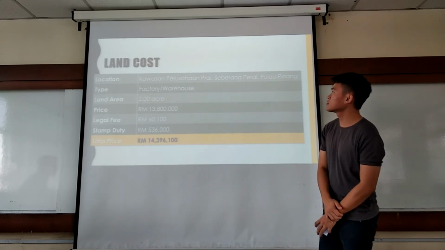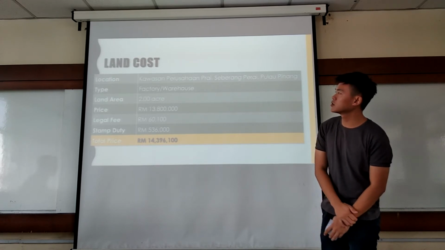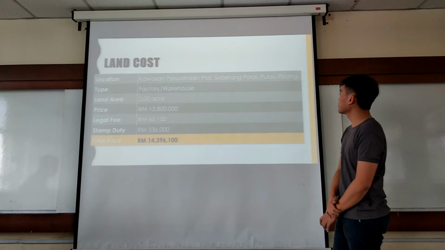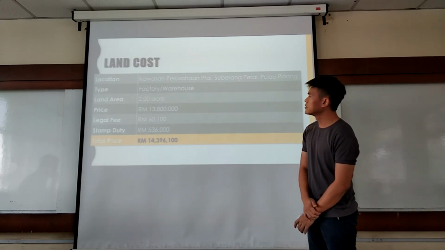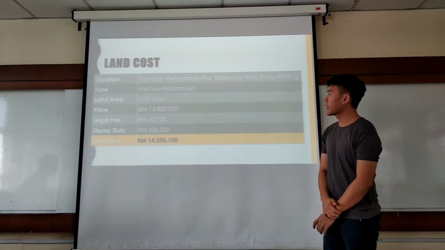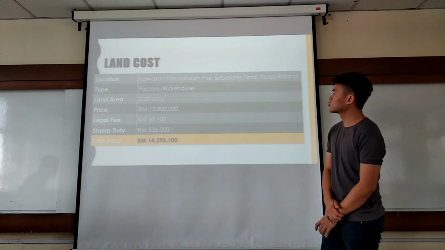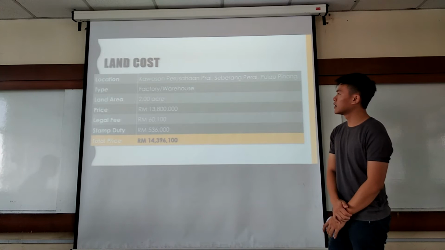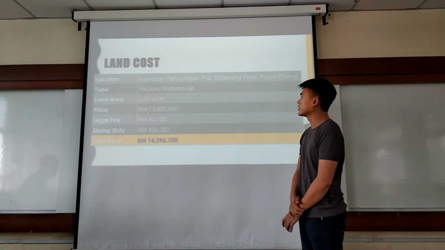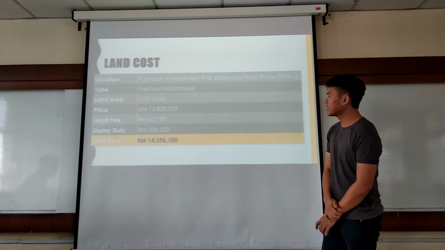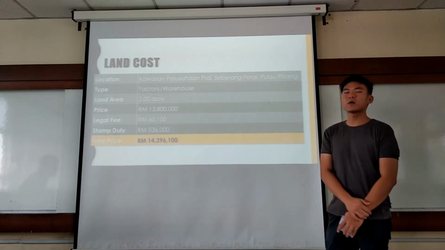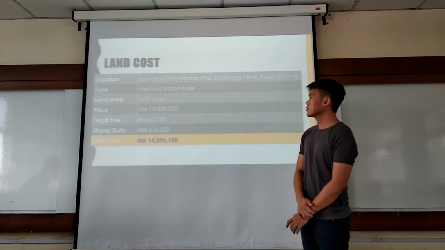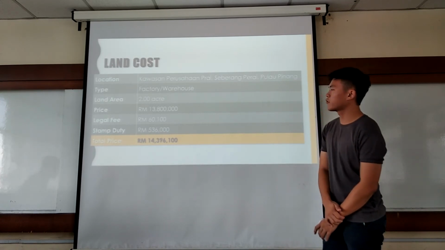So first, it comes with the land cost. The location we chose for the land is Kawasan Perusahaan Perai at Seberang Perai, Pulau Pinang. And then the type is factory or warehouse. The land area is around 2 acres. And then the price is 13.8 million. And then we need to add the legal fee and stamp duty for the land we purchase. Then the overall price will be around 14 million.